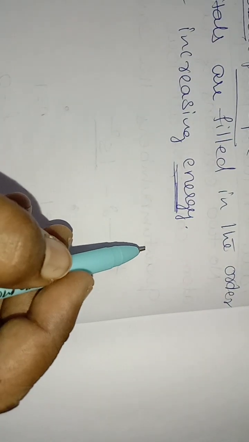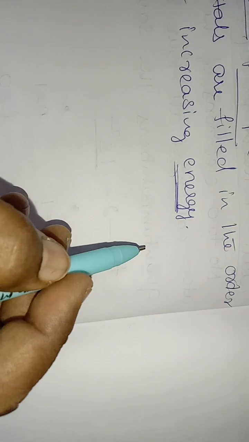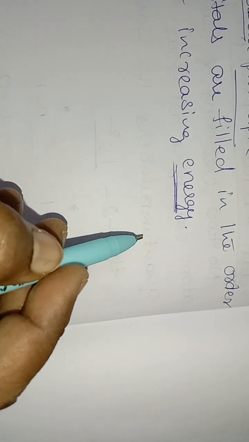Aufbau principle states that orbitals are filled in the order of increasing energy, right? So whenever we are writing electronic configuration, we should follow the energy levels of the orbitals. We'll discuss this here. As we pass on from one element to the next higher atomic number, one electron is added every time to the atom.